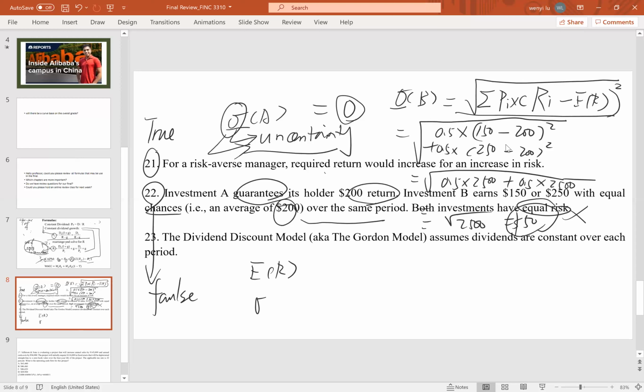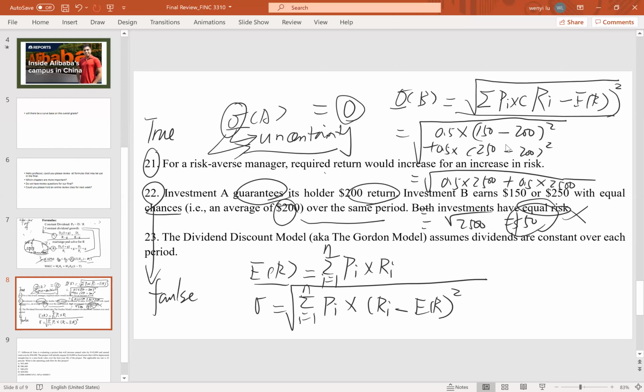Expected return can be solved using probability times return, and then do the summation, right? For risk, we use the probability times the return for each state minus the expected return. You solve that, take the square, that is the whole summation, and then we take the square root. That's the risk formula we studied in the chapter on return, risk and portfolio diversification. So please write these two formulas down.